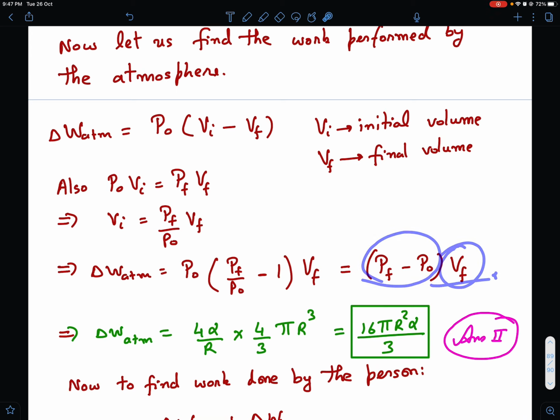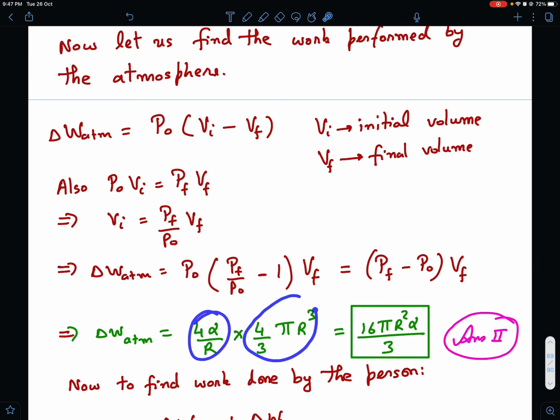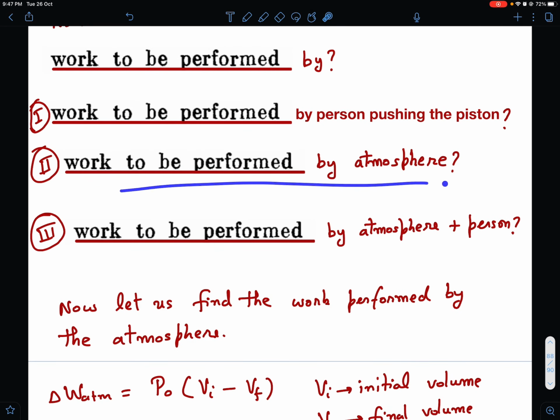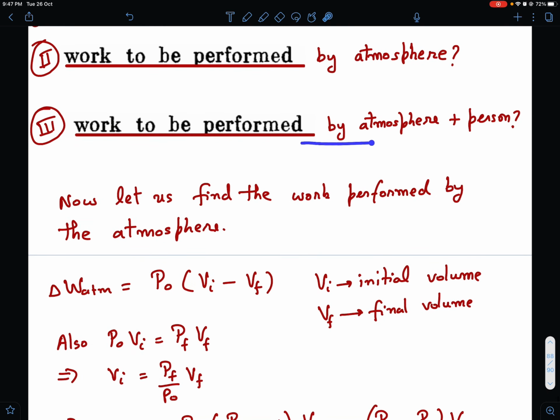So this becomes 4 alpha by R into 4 by 3 pi R cube. So that's what I have written, 4 alpha by R into 4 by 3 pi R cube. So that is the work done by the atmosphere, that is 16 by 3 pi R square alpha, right? So this is the work done by the atmosphere, if I were to interpret it to be what is the work done by the atmosphere.